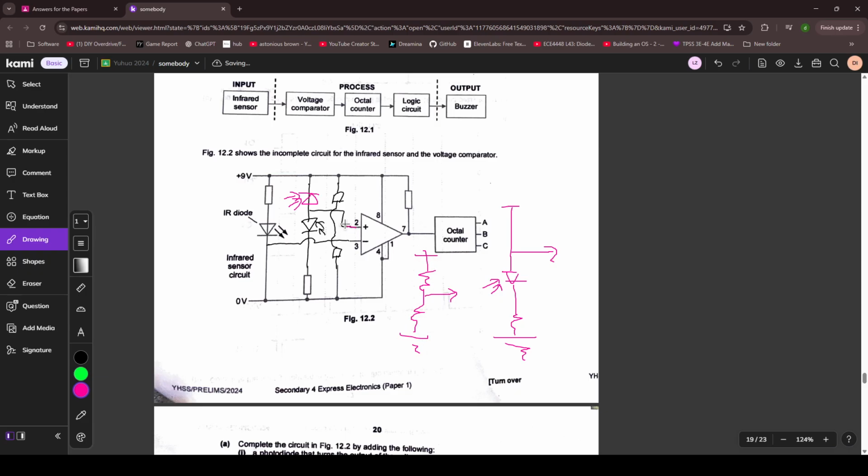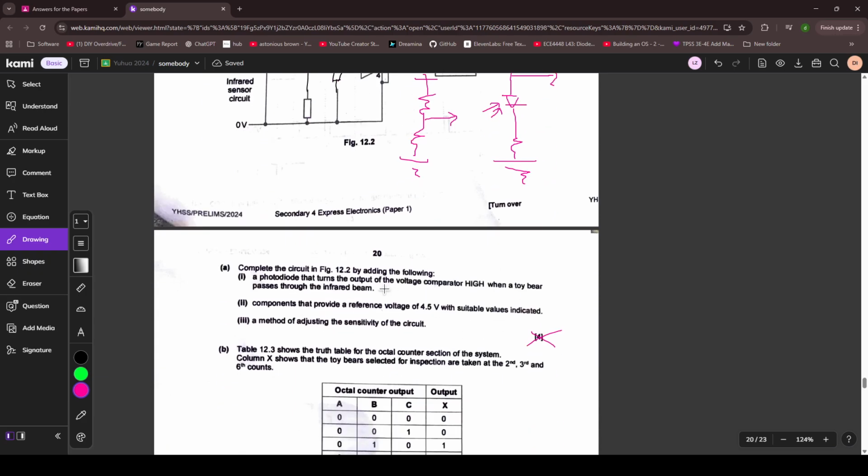So the wire placed here before the diode is wrong already. Two things are wrong with this bit: the polarity, or the fact that your photodiode is not in reverse bias, and the fact that your wire is before the diode. So that's wrong. Your wire should be like this. So this is wrong already.